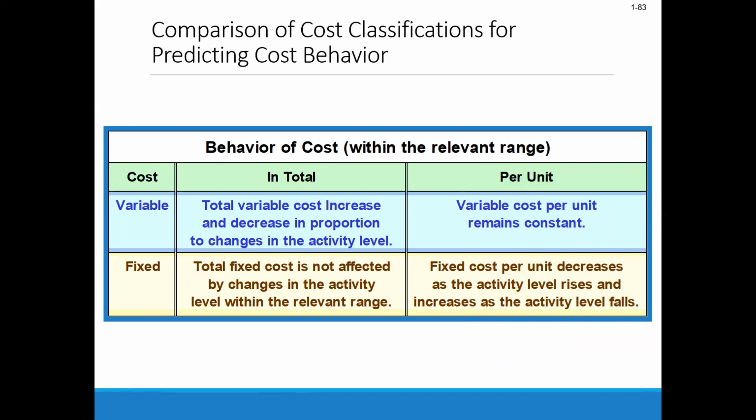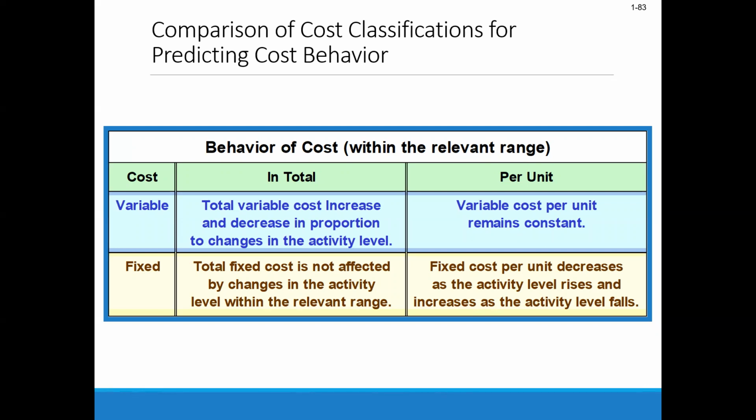So variable costs in total: variable costs increase and decrease in proportion to changes in the activity level. Per unit, though, variable costs remain constant. Okay? Fixed costs in total are not affected by changes in the activity within that relevant range.